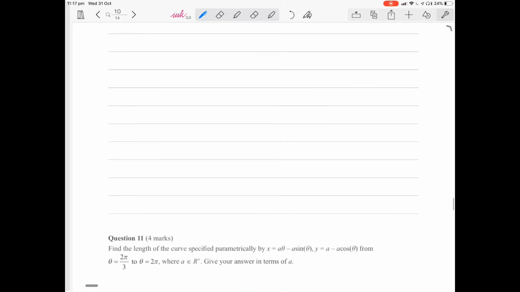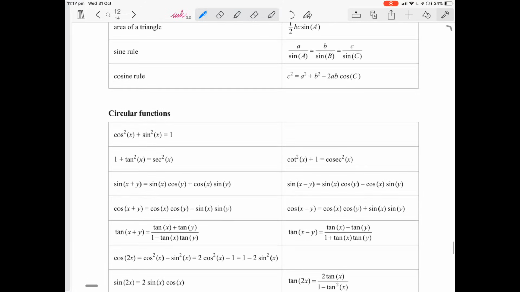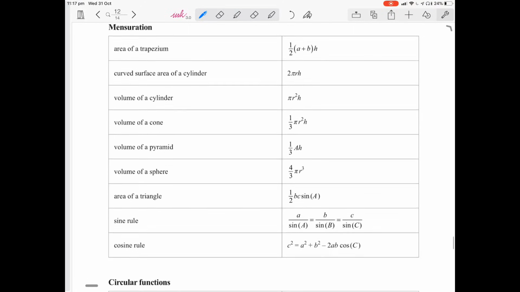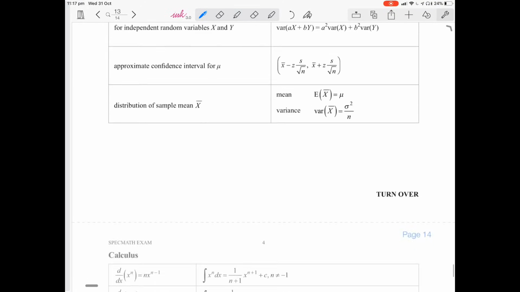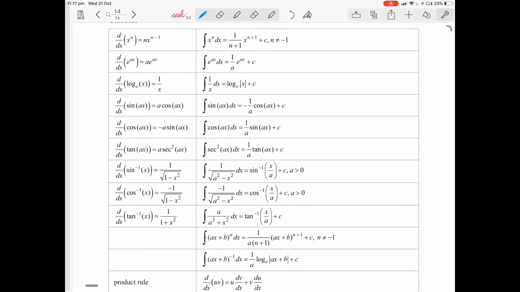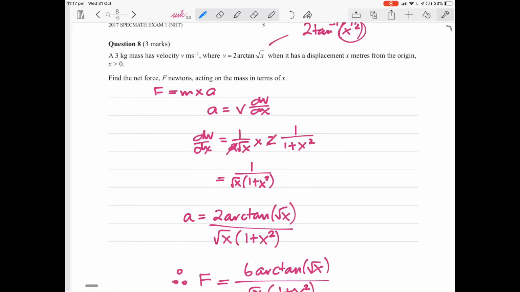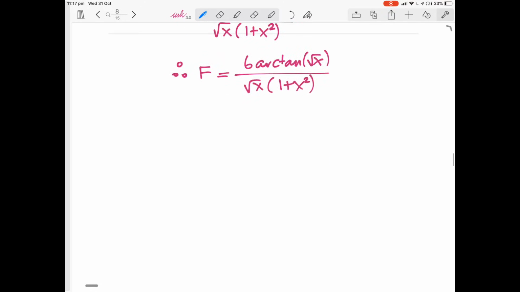Is it x squared or just x with tan? When you differentiate tan inverse, sorry. Yeah, it's 1 on 1 plus x squared. So, that looks pretty good to me.